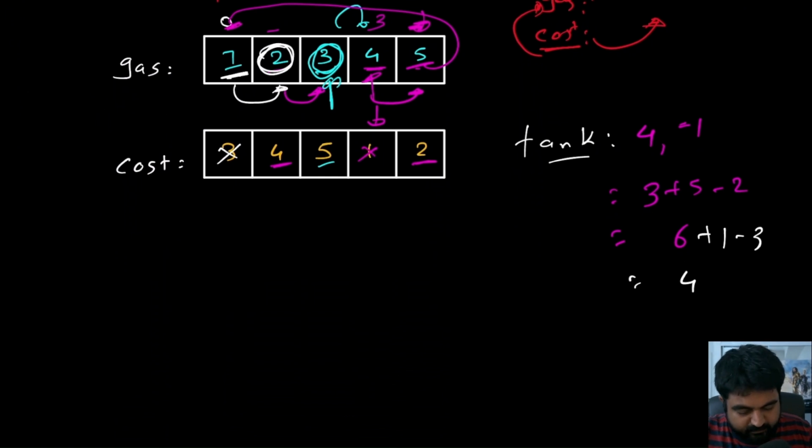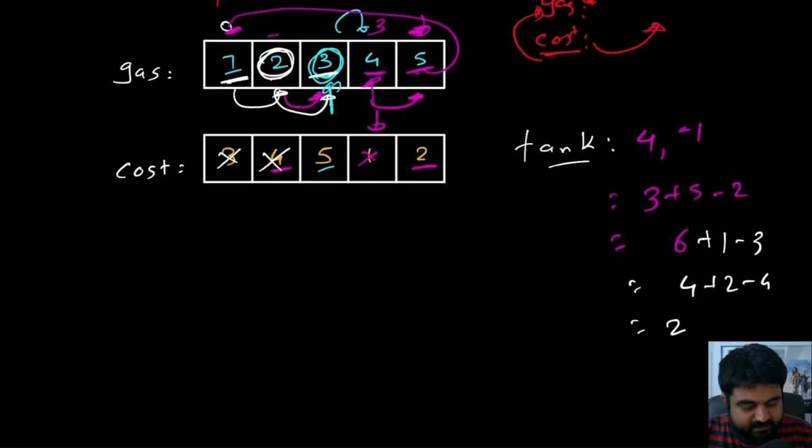Once again from position number 2, we need to reach position number 3. So 4 plus 2 minus, we will have to spend 4 units of gas. So basically this is going to become 2. And at this position, once again, we get 3 units of gas.